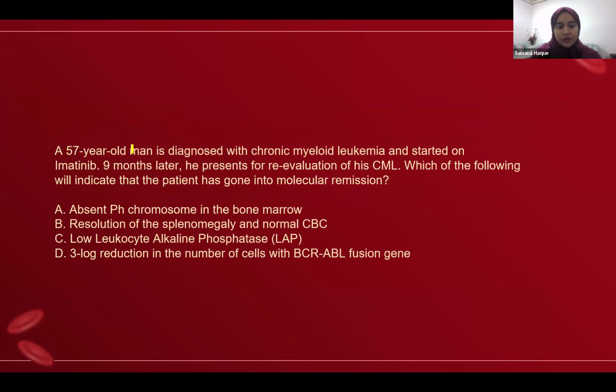Next question, a 57-year-old man diagnosed with CML and started on imatinib. 9 months later, he presents for reevaluation of CML. Which of the following shows that the patient has undergone molecular remission? It is D, correct.